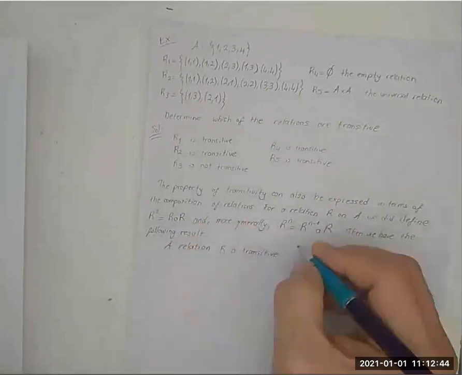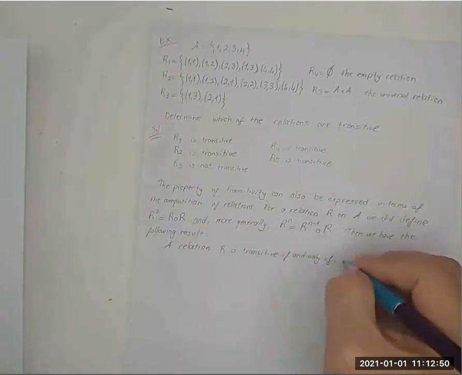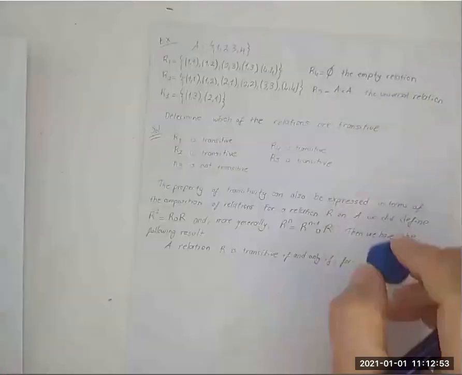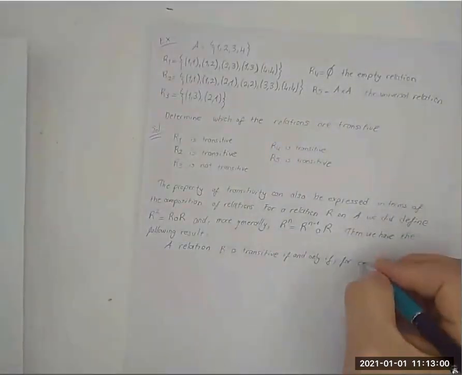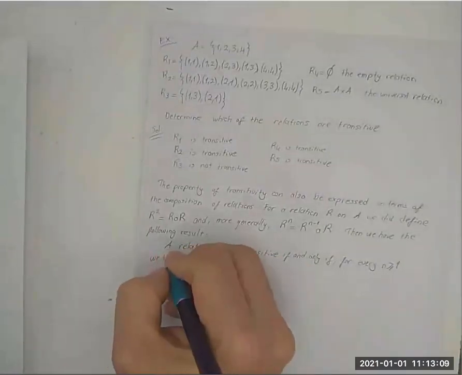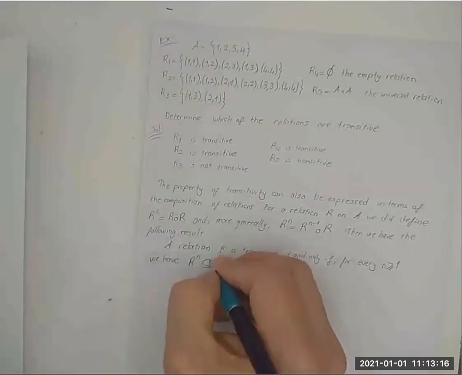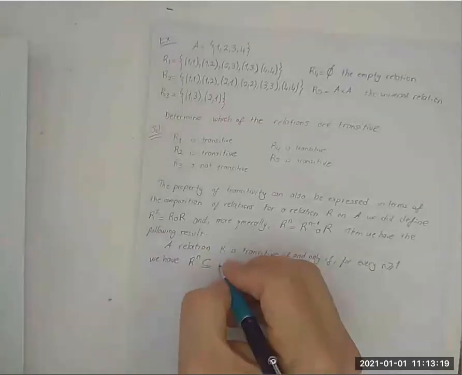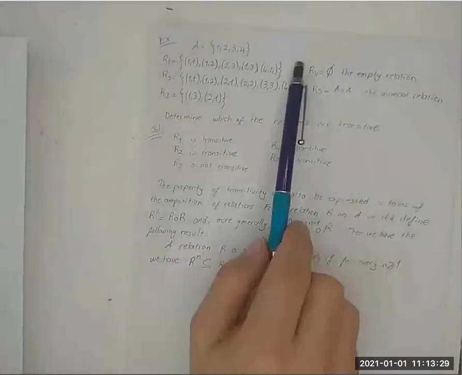A relation R is transitive if and only if for every n greater than or equal to 1, we have Rn contains R. R is a subset of Rn.